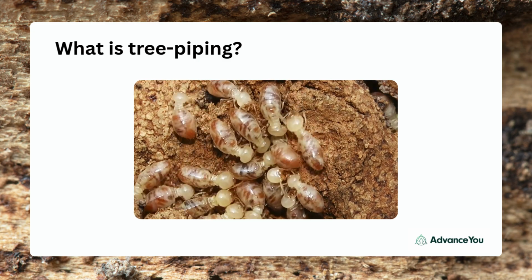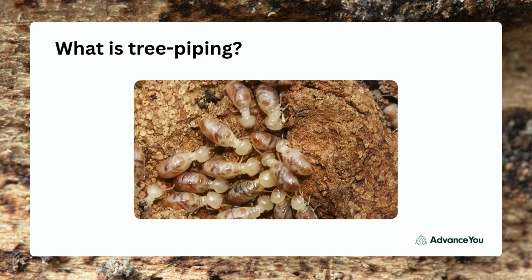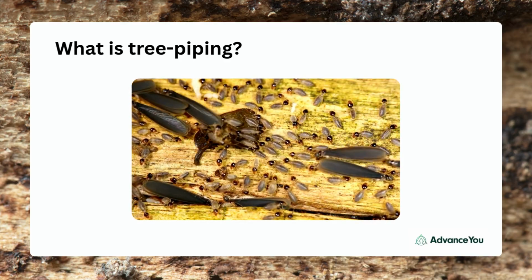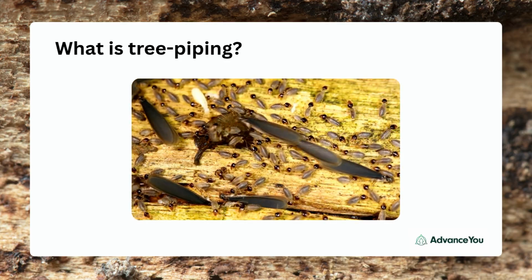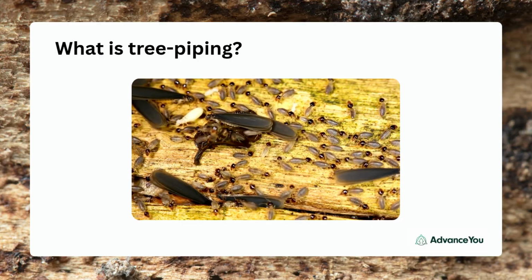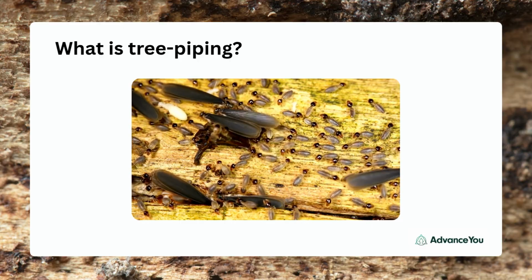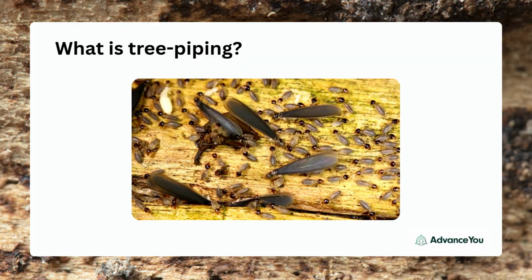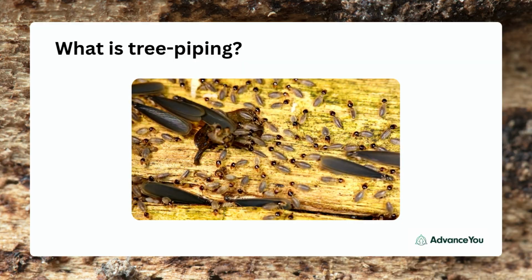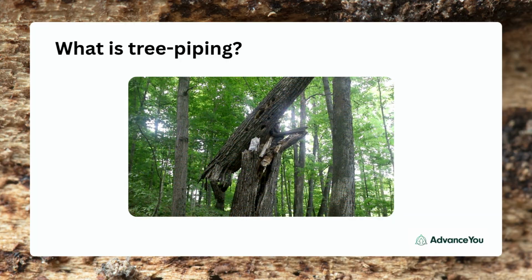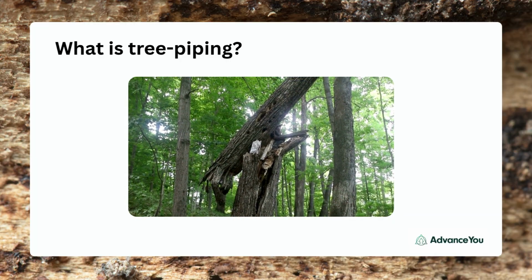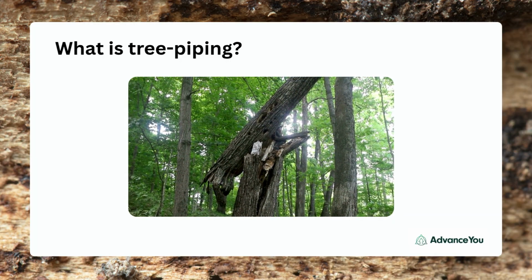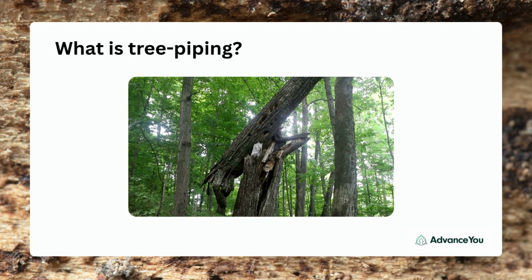A hollowed tree can act as a persistent source of infestation, allowing alates, those winged reproductive termites, to disperse and successfully establish new colonies in surrounding areas. The structural integrity of the tree itself is also compromised. Severe piping can cause trees to collapse, posing a risk to people, buildings, fences, and other supporting structures.